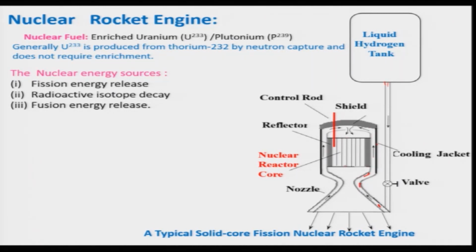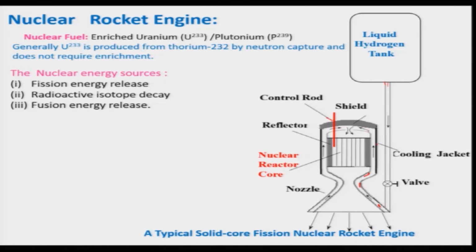And inside this thrust chamber, the nuclear fission reactor is placed, which has a nuclear reactor core with the fuel, and there is also a control rod used to control the nuclear reaction rate, and there is a reflector which helps in not allowing the radiation to go out, and so also the shield which will be helpful.